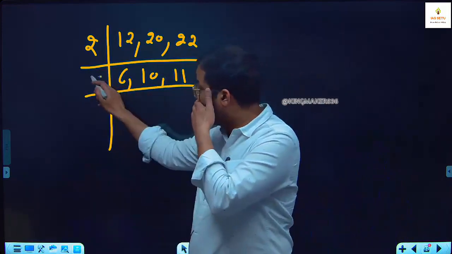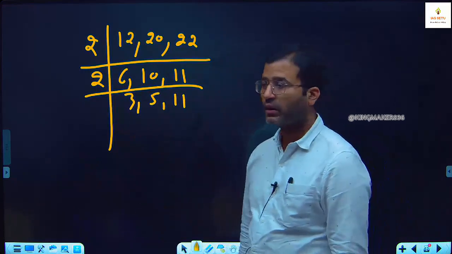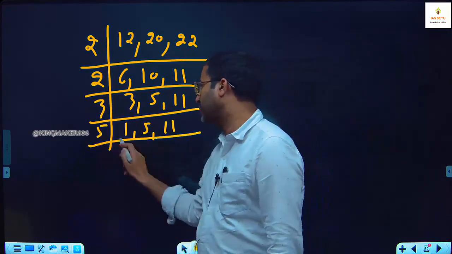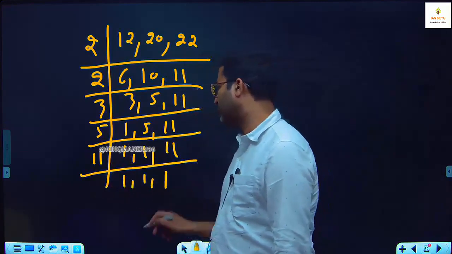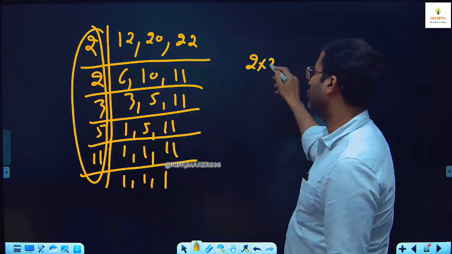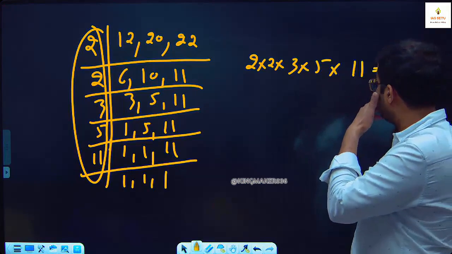So here we have 2 common, 3, 5, 11. Then you take 3, it becomes 1, 5, 11. Take 5, 1, 1, 11. Then take 11, 1, 1, 1. Then we have to multiply it. 2 into 2, 4 into 3, 12. 12 into 5, 60 into 11, 660.